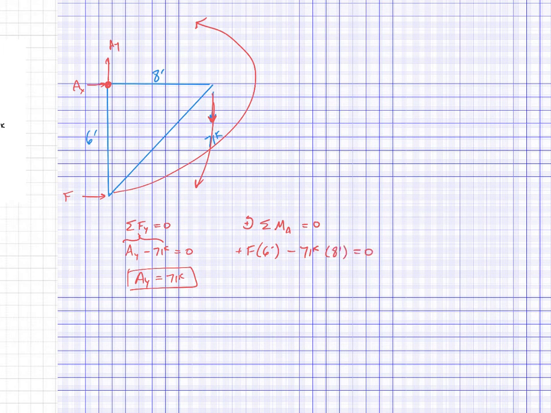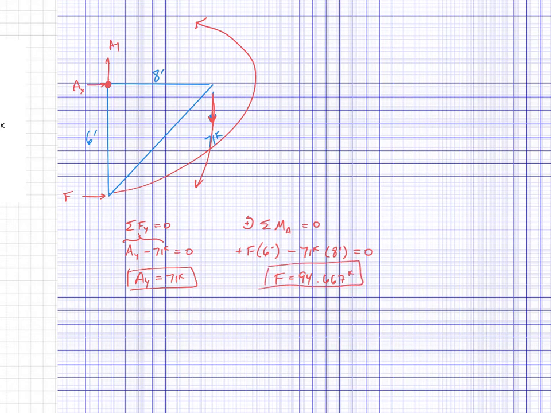Why did it have to be 71? What a horrible number. I could have made this something that divided by 3, like a nice 72. And this would have worked out so much better. So 71 times 8, and then we divide by 6. And we're going to get 94.667. Okay, and that's kips.